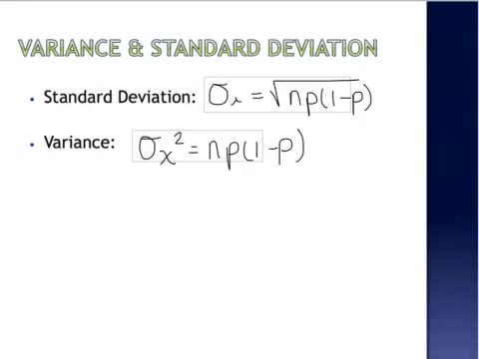This slide shows the formulas for calculating the standard deviation. Sigma x would be the square root of n times p times 1 minus p, and then the formula for variance, sigma x squared, would be n times p times 1 minus p, without the square root. These formulas, just like the mean from the previous slide, are found on your formula card that you are permitted to use on tests and quizzes, so you do not need to memorize them.